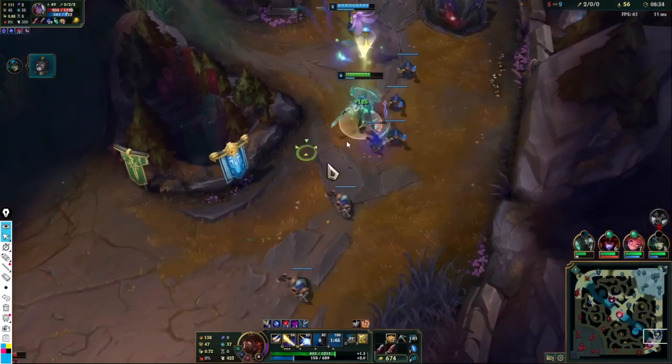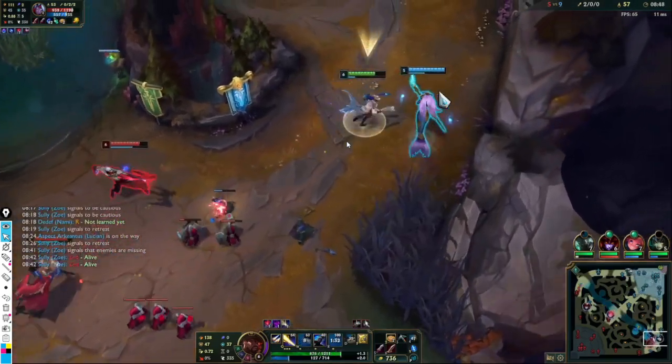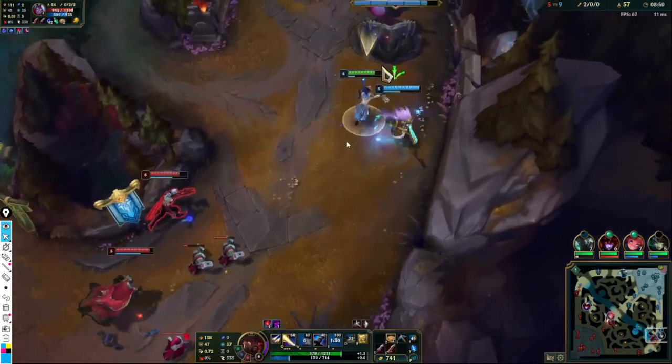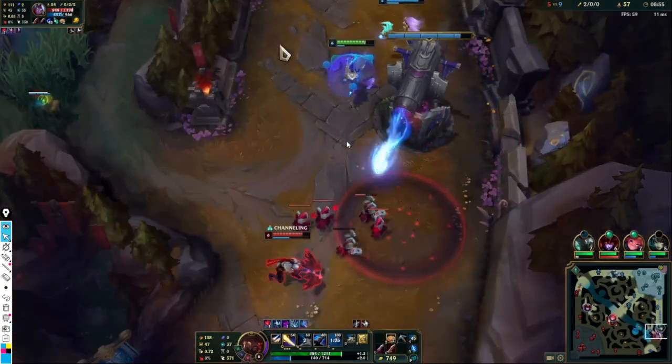So I successfully baited the enemy jungler. And now you can see the repercussions of that. Shyvana is now taking Lilia's top side. And I just created an opportunity for my teammates.